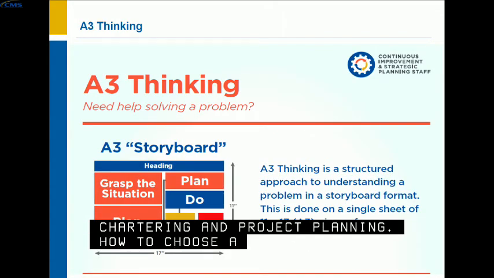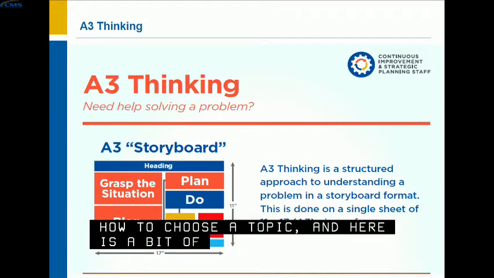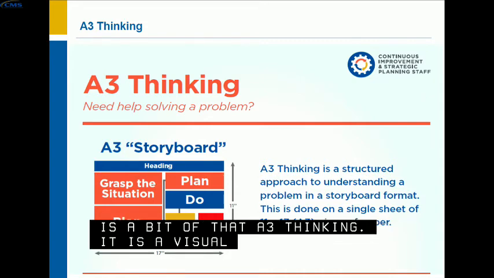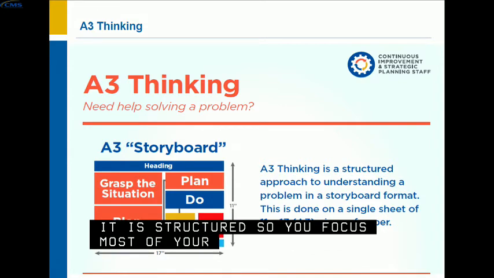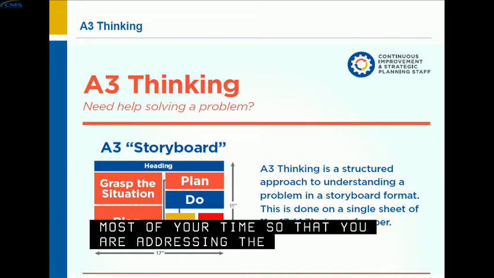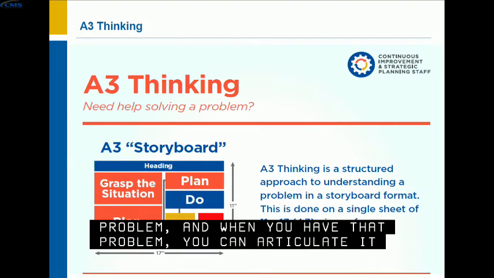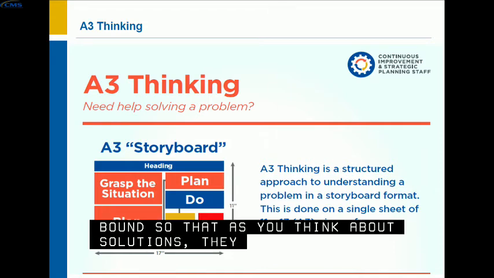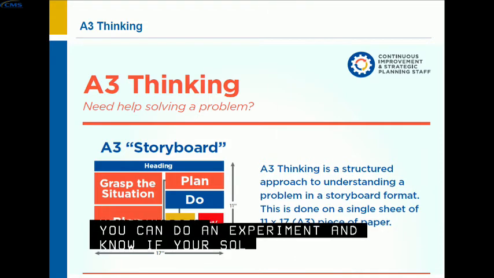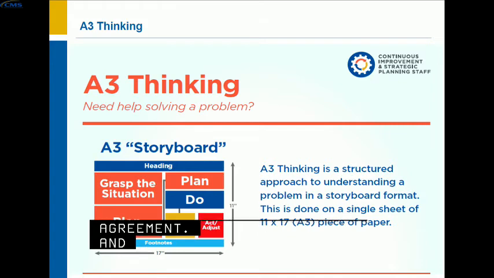So an A3 is a visual storyboard. It's a consistent way to describe a problem. And it's structured so that you focus most of your time on making sure you're addressing the right problem, and that when you have that problem, you've articulated it in a measurable way that's time-bound, so that as you think about solutions, they can be measurable, and you can do an experiment and know if your solution had an improvement.